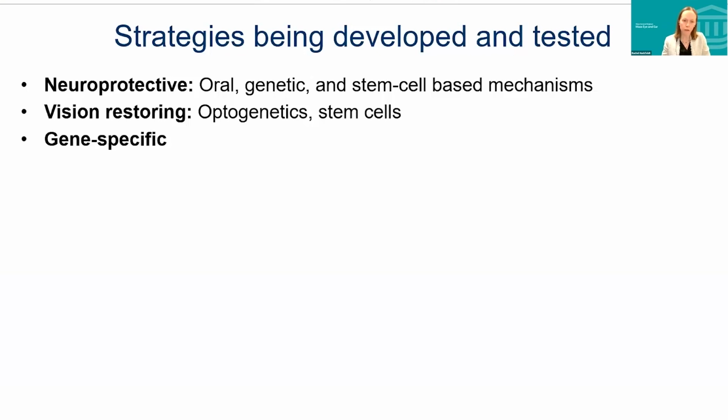And then we think about vision restoration approaches. Can we use stem cells, retinal chips, or optogenetics to improve vision in areas of the retina where there aren't enough photoreceptors or retinal pigment epithelium to target with a genetic therapy?